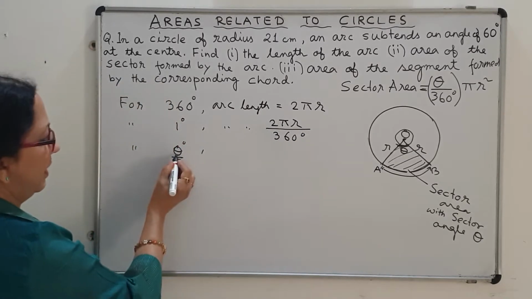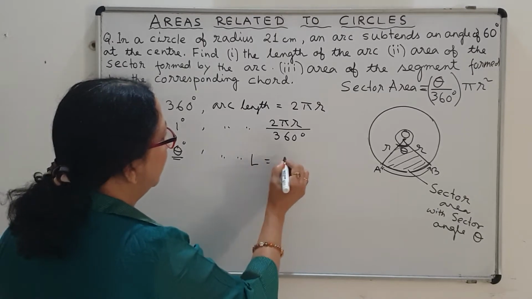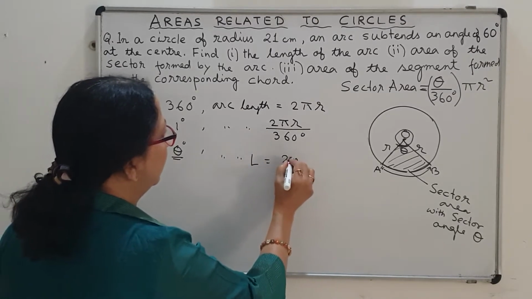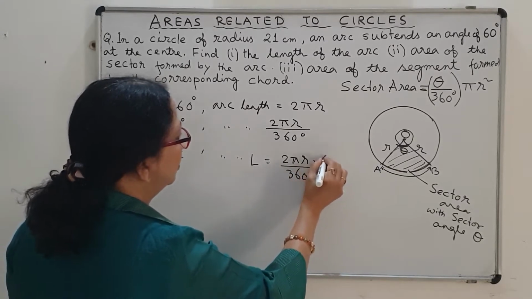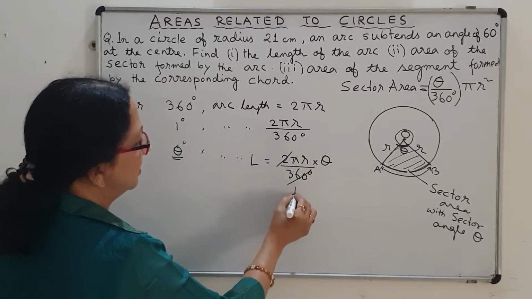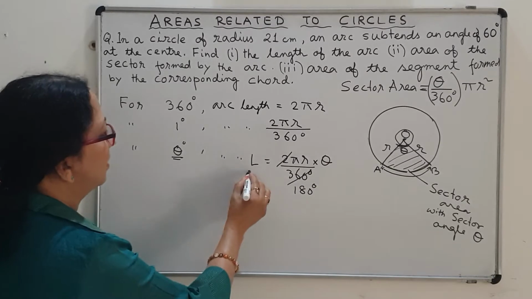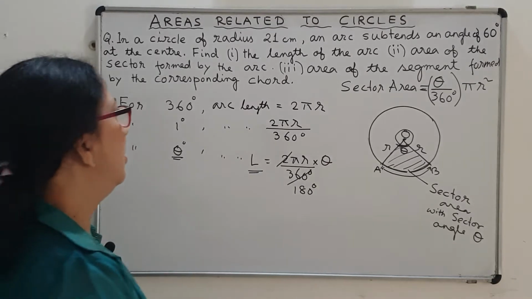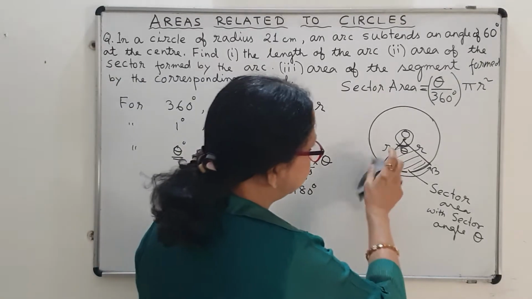So when the angle is theta degree, the arc length, say we write it as L, will be in a similar way 2 pi r by 360 degree into theta, where these two are getting cancelled. So I am getting the formula for this arc length. This is nothing but the arc length corresponding to sector angle theta.